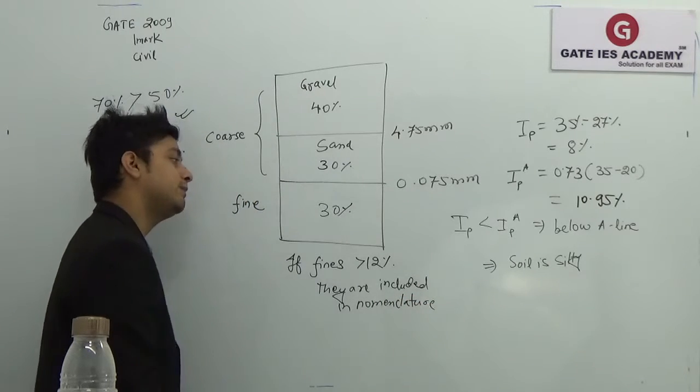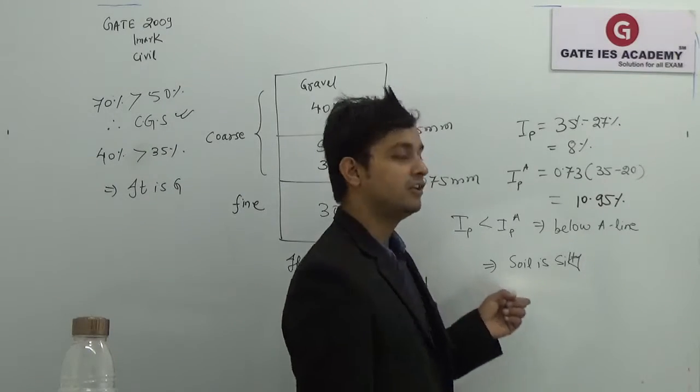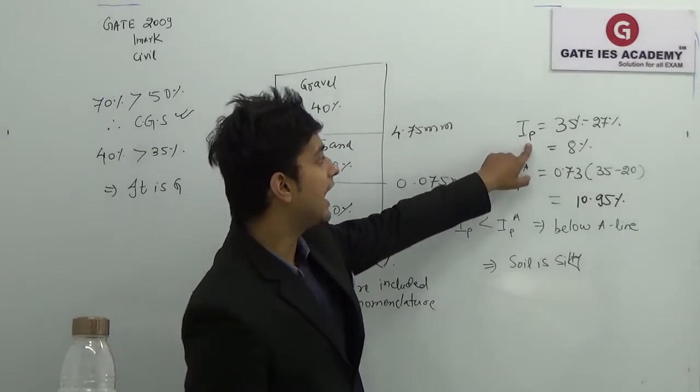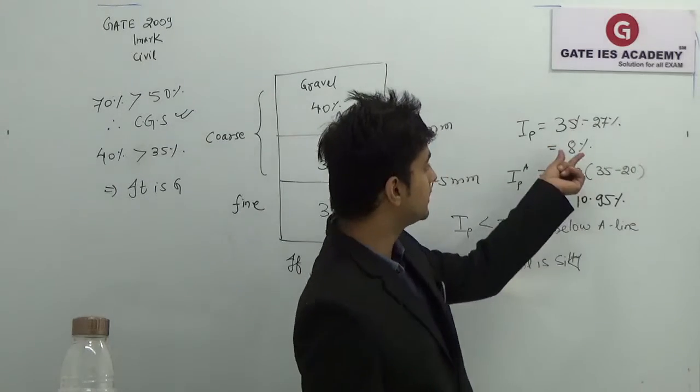So they are greater than 12%. So our fines are 30%. So therefore that will be used. And as we calculate, the IP will be 35 minus 27, which is given, liquid limit and plastic limit, so that is nothing but 8%.